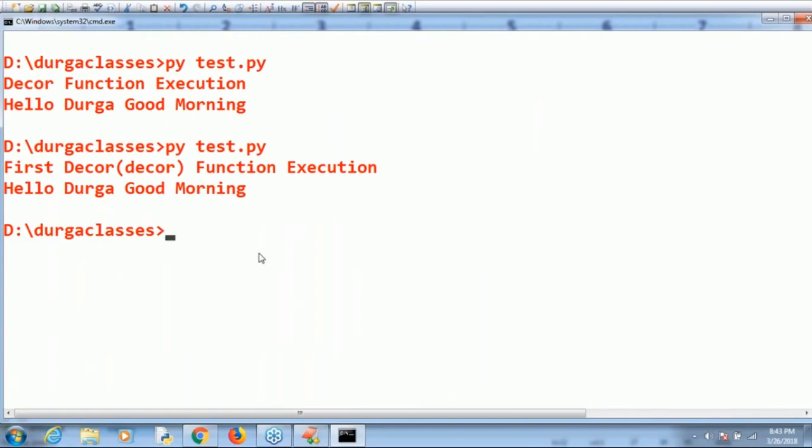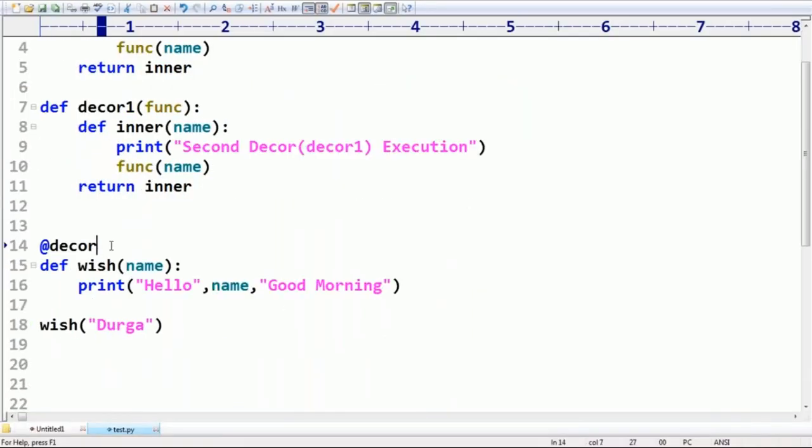Now my question is, not only the first decorator. I want the second decorator also. So then how can you do that? Get the rate decor1. Like this I'm taking.